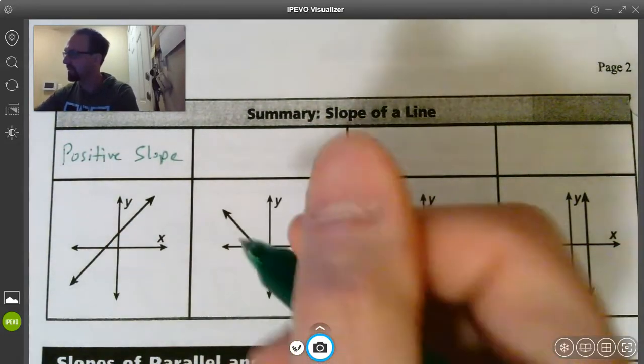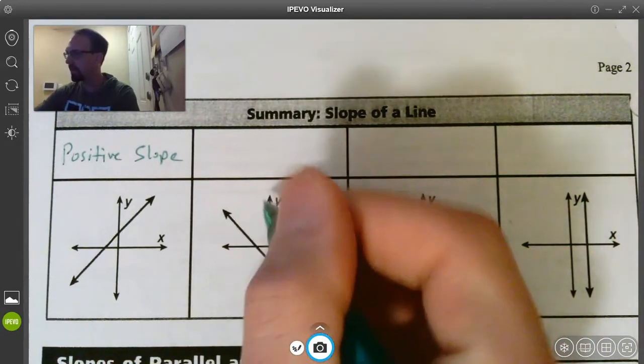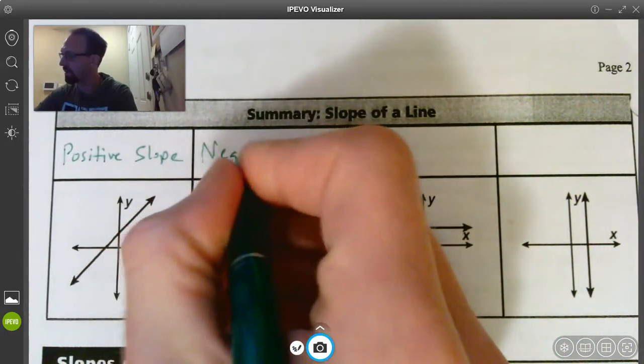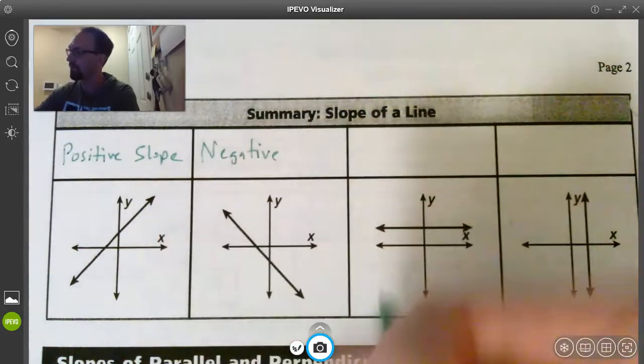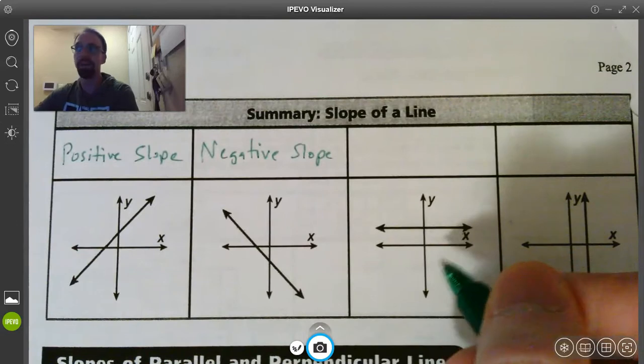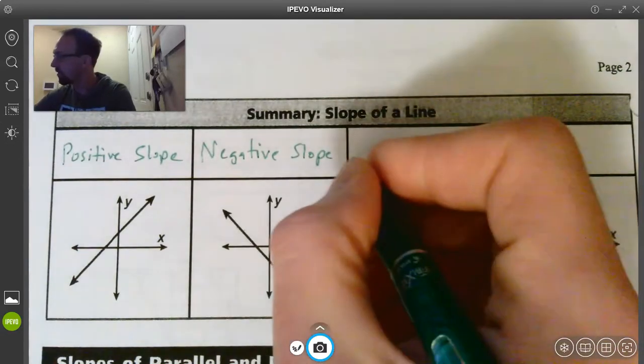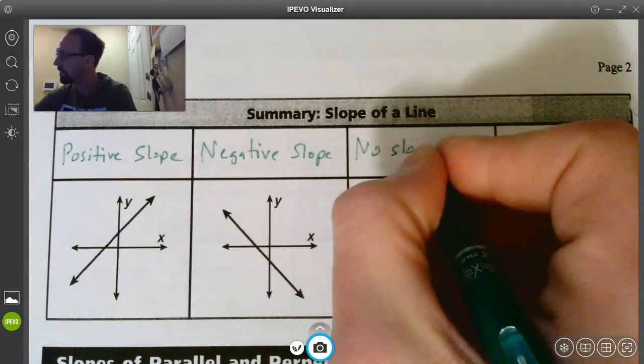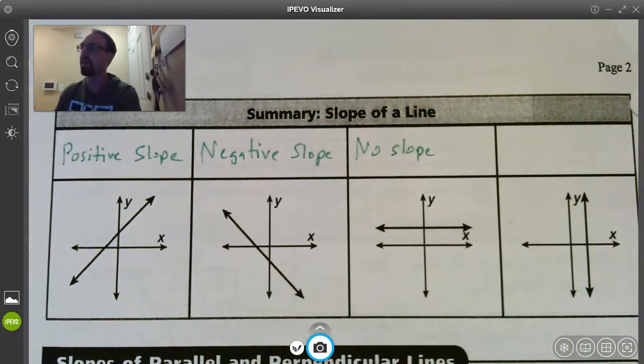And then here we have negative slope. So going downhill, if you look at it graphically. So this is negative slope. And then this is what we call zero slope or no slope. And then this is going to be when you have a horizontal line.